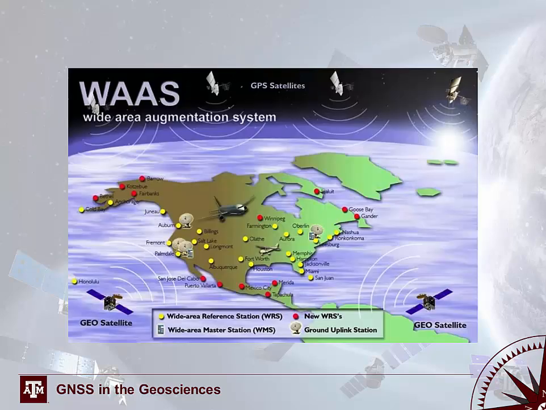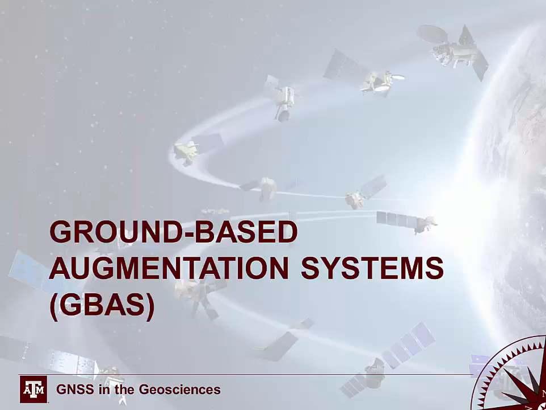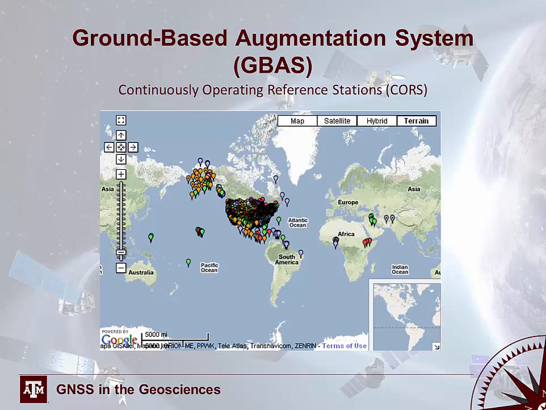So now that we've gone through WAAS, you should understand a little bit more about how these different WRS, WMS, the ground uplink stations, and the geostationary satellites work in conjunction or as an augmentation system to the traditional GPS system. We're now going to go into GBAS, or ground-based augmentation systems.